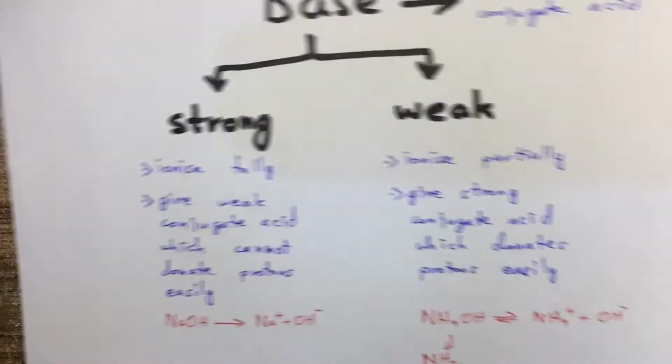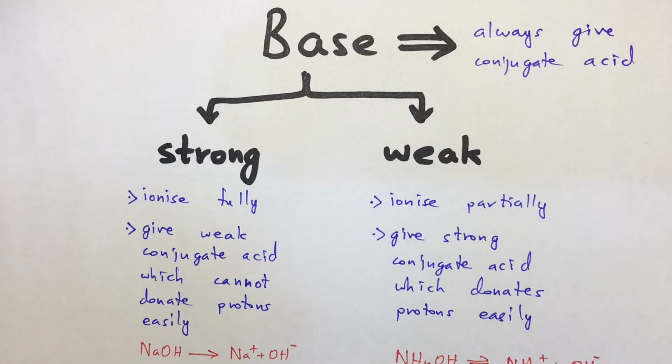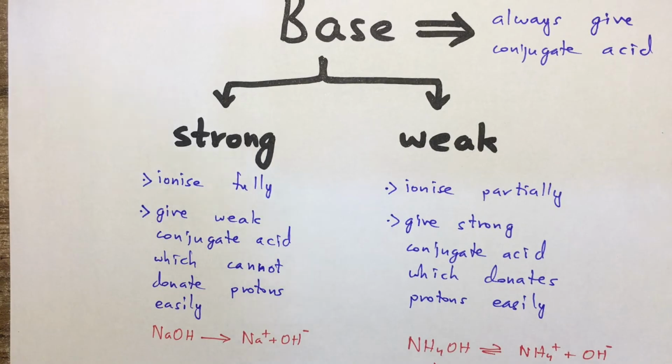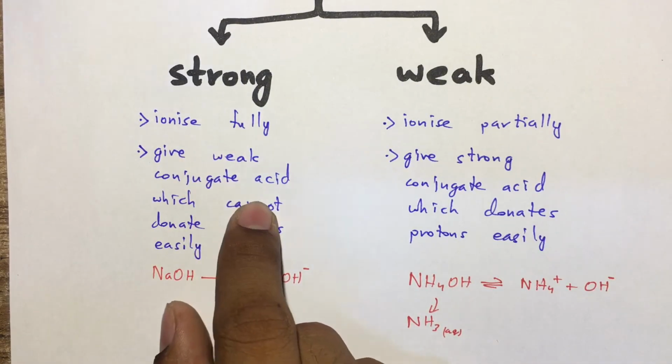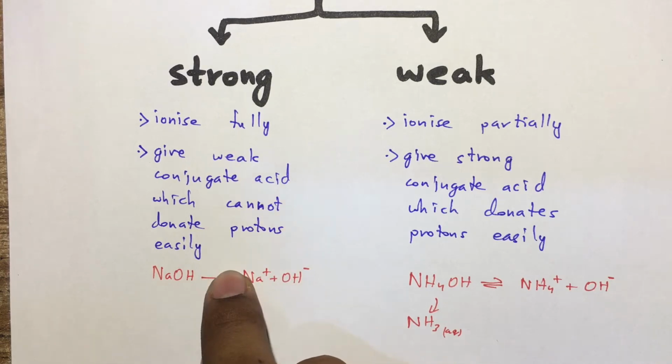Next is bases. Bases give a conjugate acid. Acids give a conjugate base, bases give a conjugate acid. Again, there are two types of bases, strong and weak. Strong bases ionize fully and they give a weak conjugate acid which cannot donate protons easily.